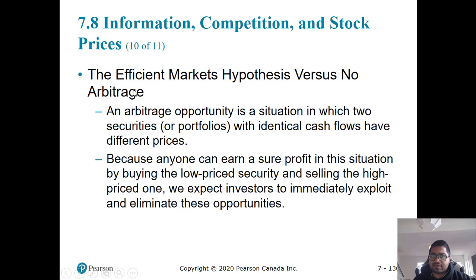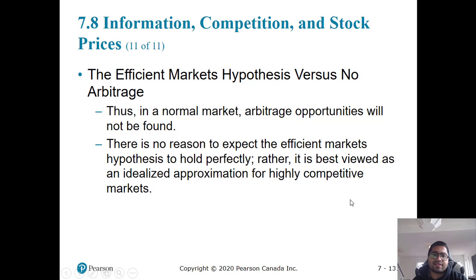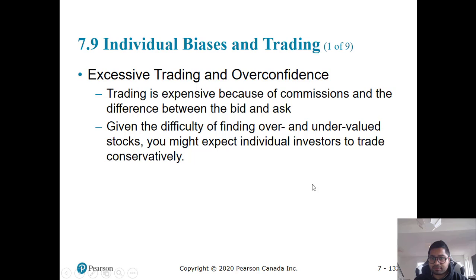Efficient market hypothesis versus no arbitrage. An arbitrage opportunity is a situation in which two securities with identical cash flows have different prices. Because anyone can earn a sure profit, in this case by buying the low price stock and selling the high price one, we expect investors to immediately exploit these opportunities and thus they disappear. Thus in a normal market, arbitrage opportunities will not be found. There is no reason to expect the efficient market hypothesis to hold perfectly. Rather, it is best viewed as an idealized approximation for highly competitive markets.